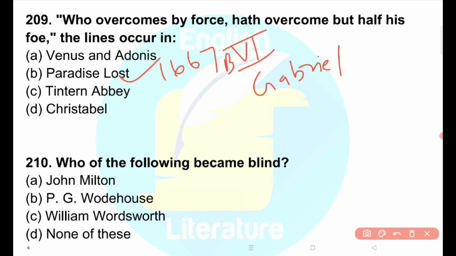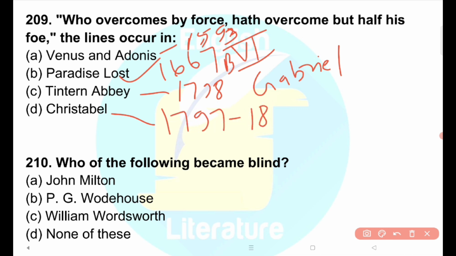Venus and Adonis, written by William Shakespeare, 1593. Tintern Abbey, 1798. Christabel, 1797 to 1800. Samuel Taylor Coleridge.